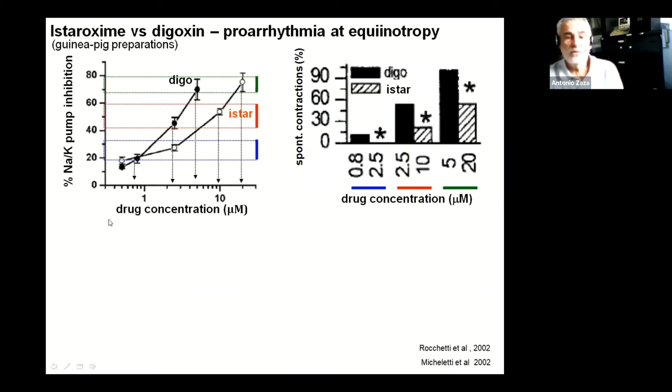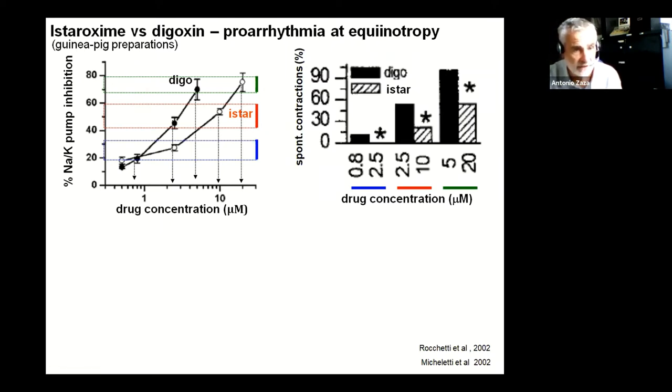So in this slide, we analyzed how istaroxime and digoxin inhibit the sodium-potassium pump in a concentration-dependent fashion. In these experiments, which are in guinea pig, istaroxime is slightly less potent than digoxin in inhibiting the sodium-potassium pump. Nonetheless, we can identify concentrations of the two drugs at which the level of sodium pump inhibition is similar. And if we take this pair of concentrations and plot them here in terms of the incidence of spontaneous after-contractions, corresponding to spontaneous calcium release events recorded under these two drugs, we see that for any pair of these concentrations, the incidence of after-contractions is smaller for istaroxime than for digoxin.